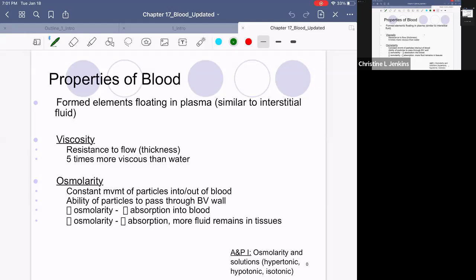However, if the blood becomes too viscous, that could be bad, right? Can you give a scenario when the blood would become too viscous, too thick? Dehydration? Okay, so let's think of some examples when the viscosity of blood is too high. Dehydration.